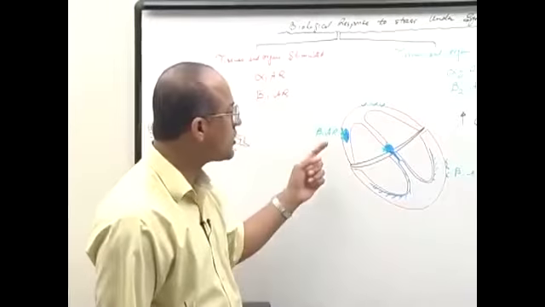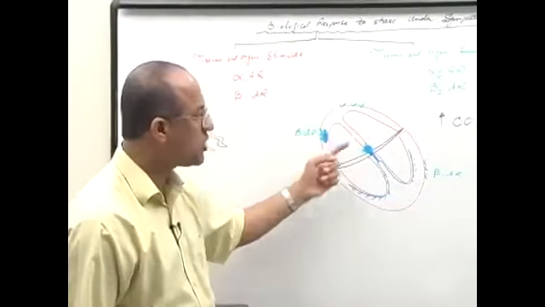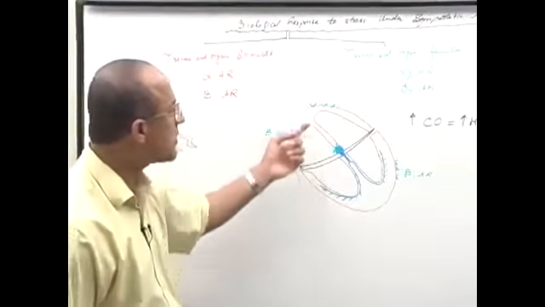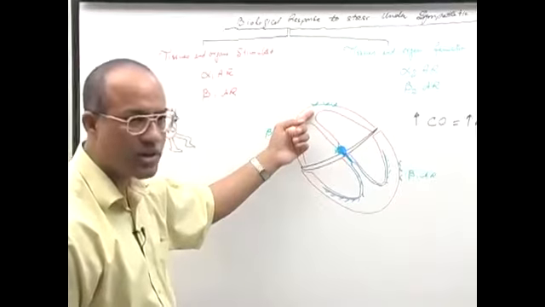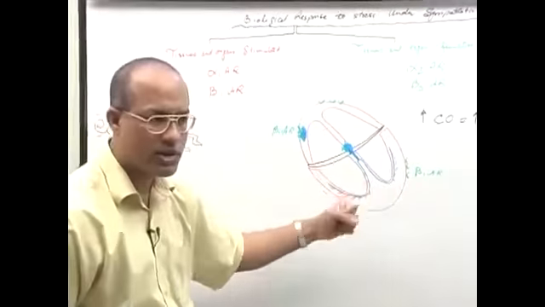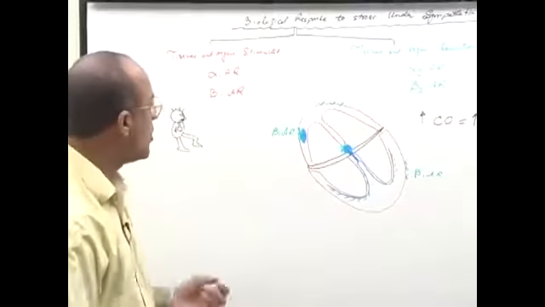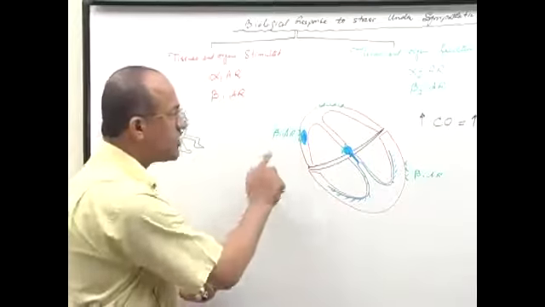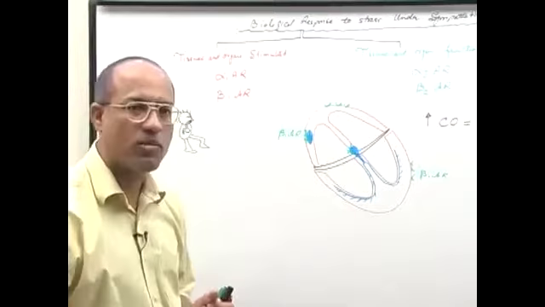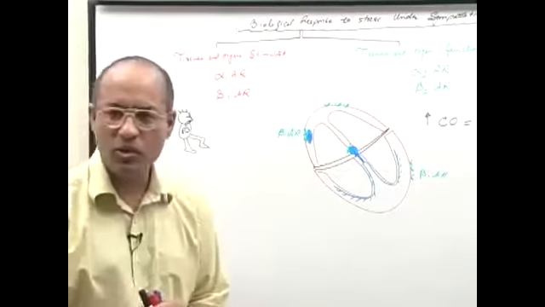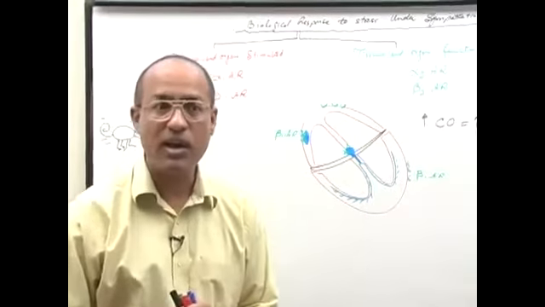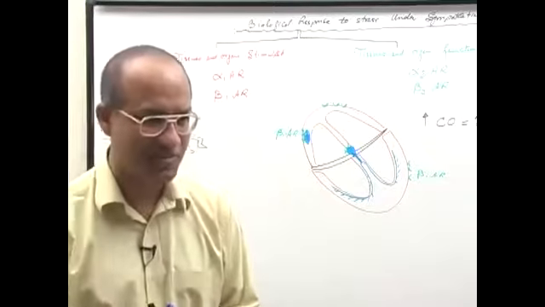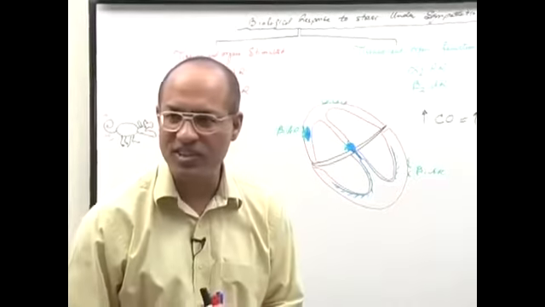Beta 1 adrenergic receptors are present on the SA node, AV node and on the Purkinje system. Moreover, they are present on the atrial contractile myocardium and ventricular contractile myocardium. Now, what is the effect of this on the heart? When the SA node is stimulated, what is the normal function of the SA node? The SA node is responsible for cardiac automaticity.